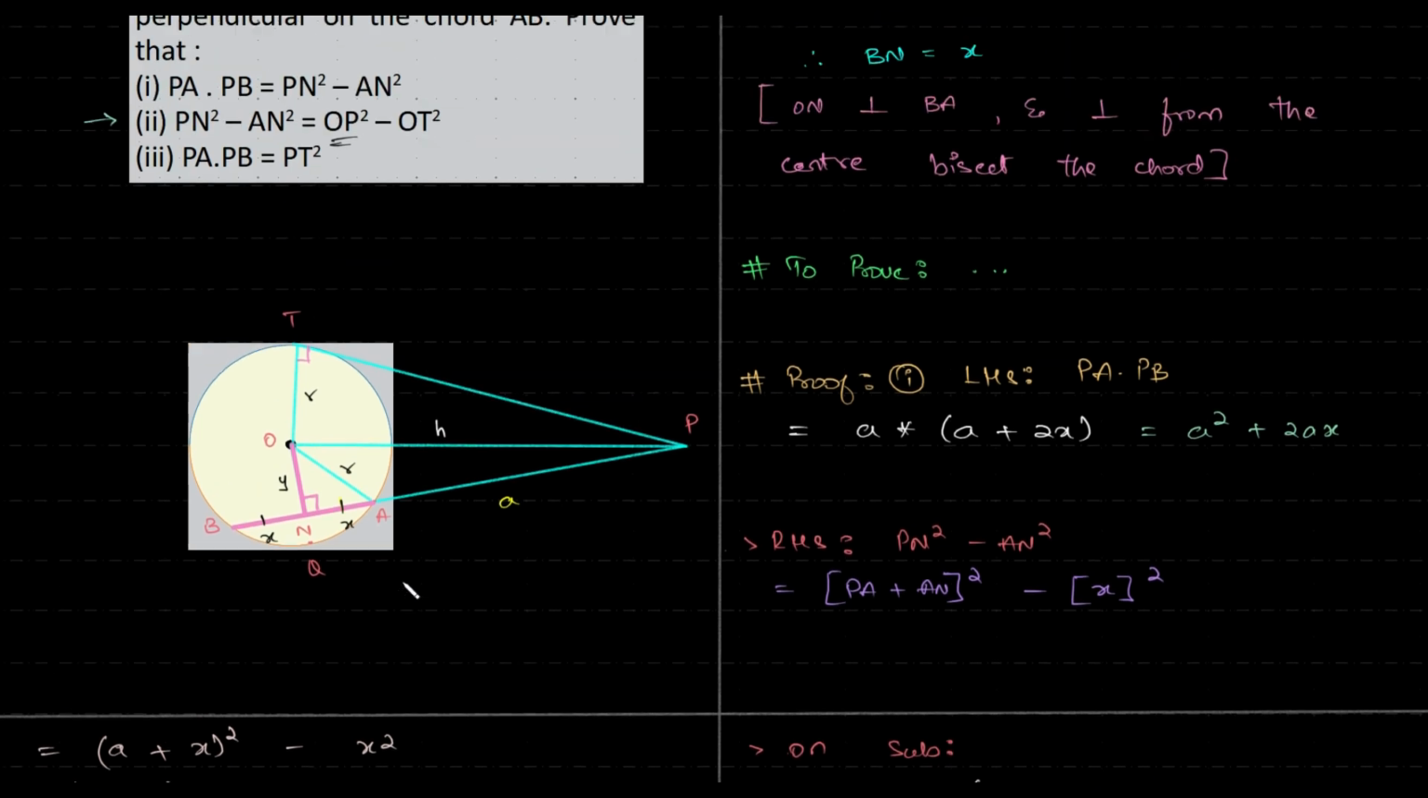And now what do we have? We have PA into PB is equal to PT square. See, we know PA into PB is equal to PN square minus AN square, and PN square minus AN square is OP square minus OT square. So think about it, you have the answer in front of you.